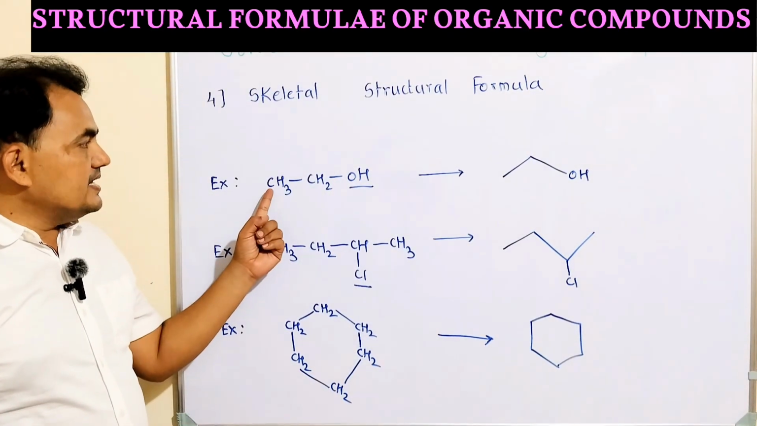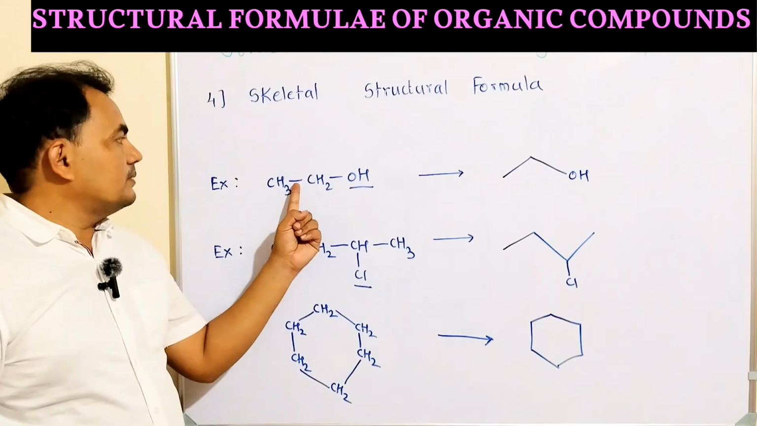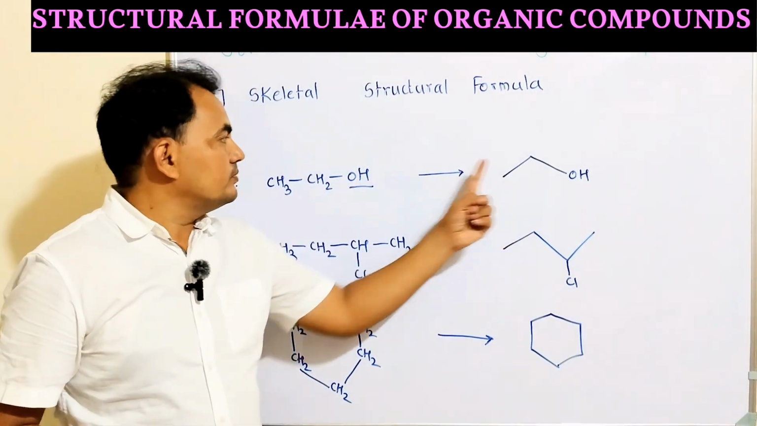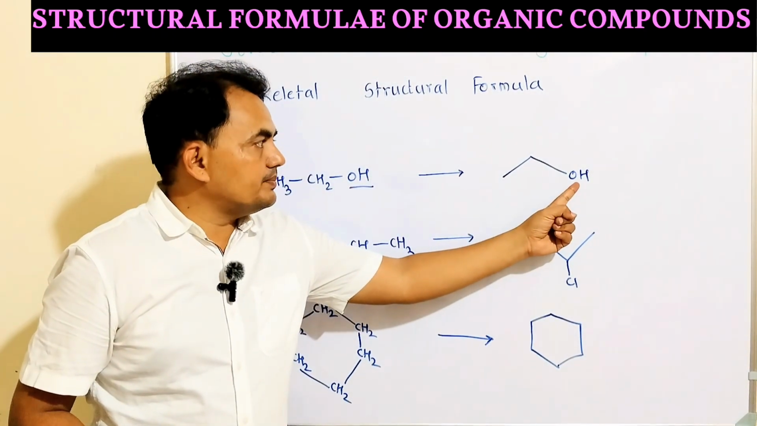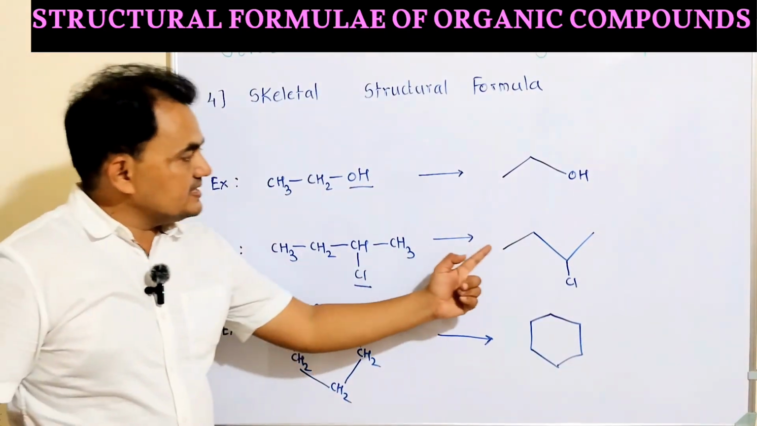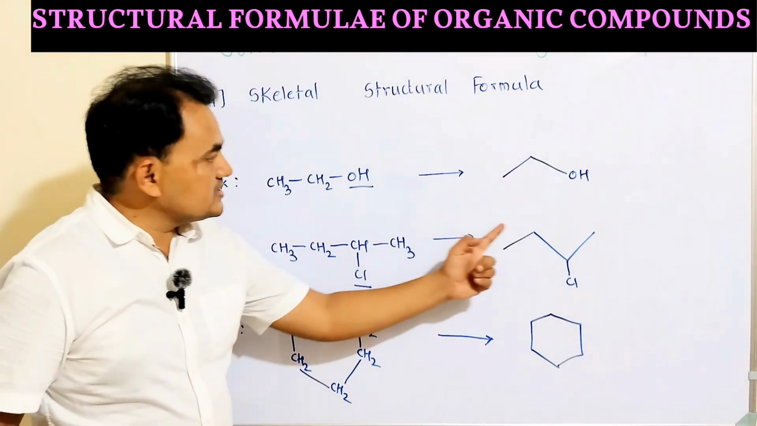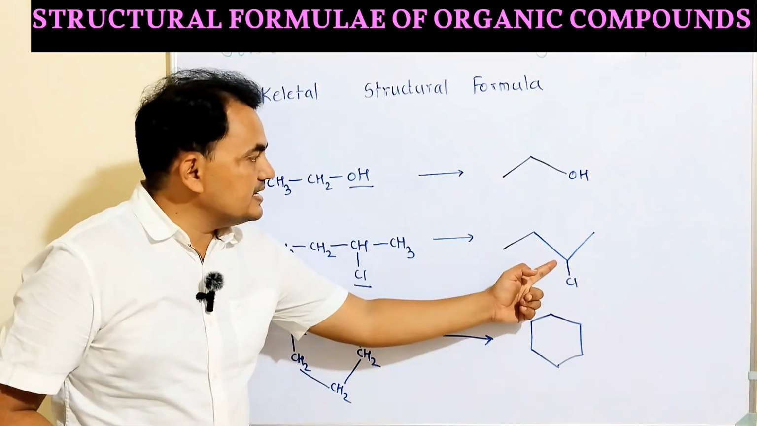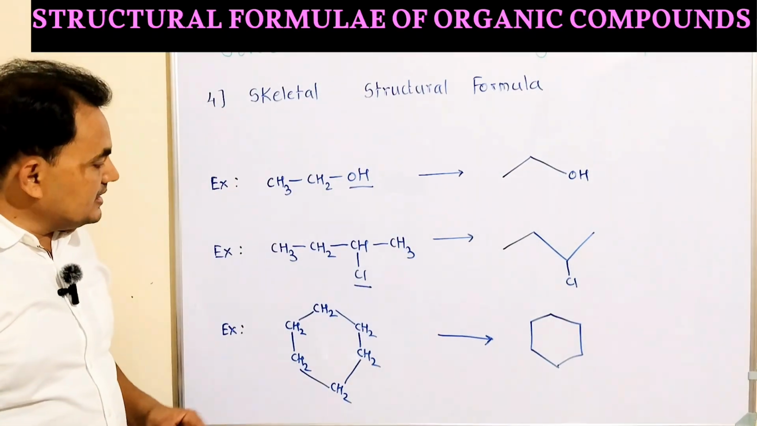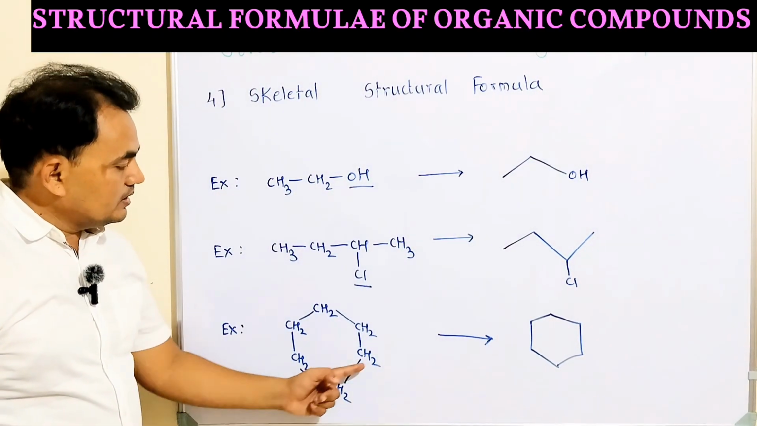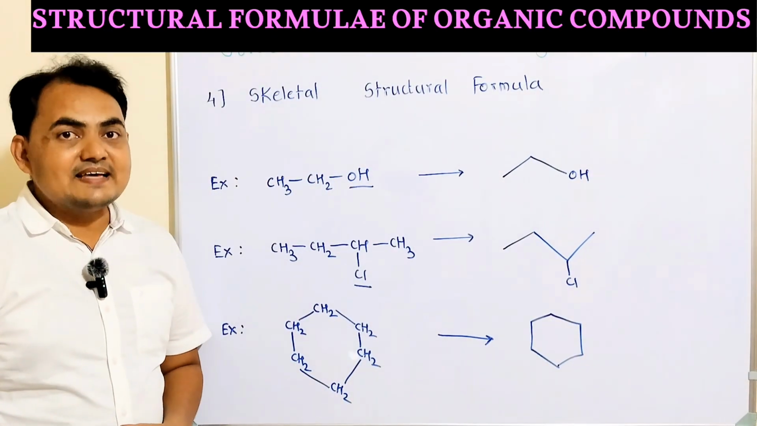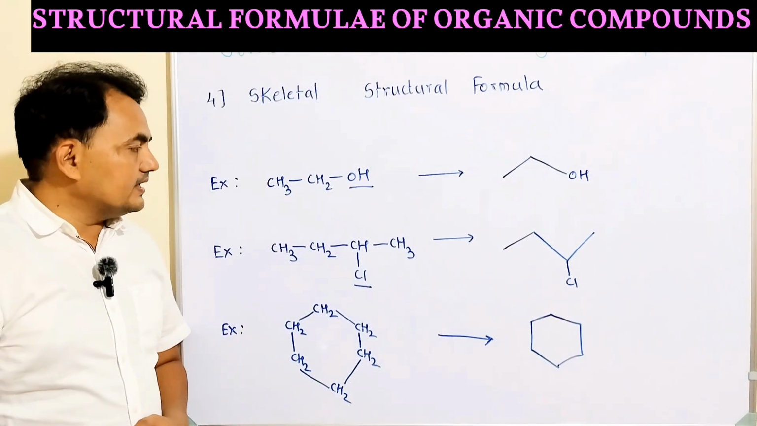See here, CH3 we can write in this way. This is the bond between carbon and carbon. This is a CH2, this is an OH. Here we represent the functional group. Suppose we take another example, CH3, we represent this CH3 in this way. CH2, this is a CH2, this is a CH, this is a Cl, and this is a CH3. Similarly here, all CH2 are represented in this way. So we can use zigzag lines to write the structure of an organic compound.